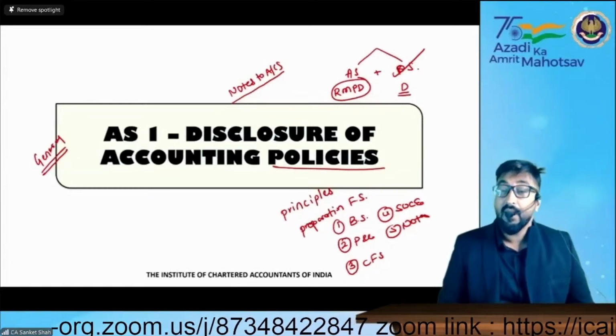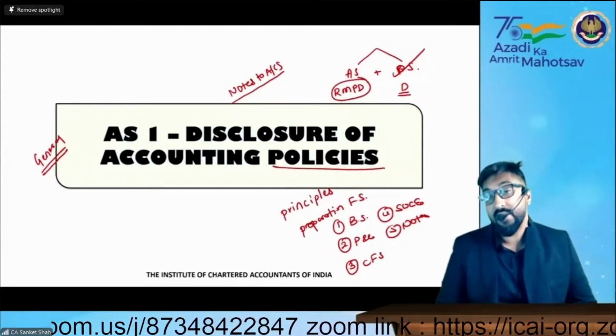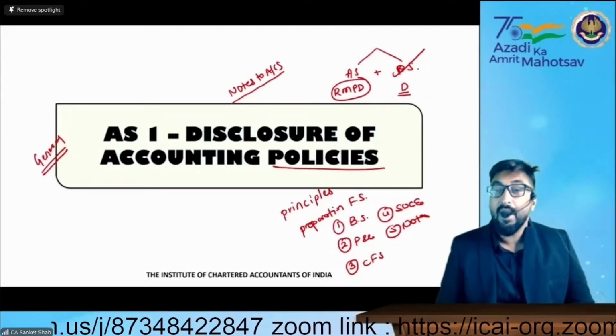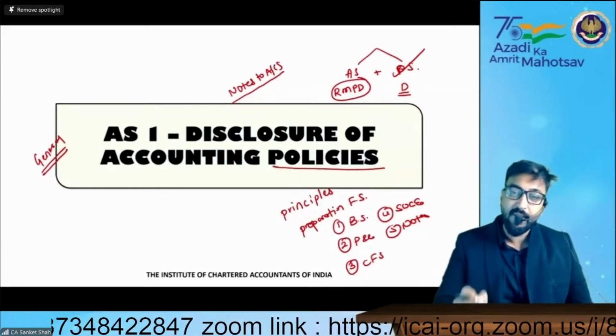ये याद रखना कि कोई भी accounting standard जो होता है वो दो parts में divide होता है, एक accounting standard और एक होता है disclosure standard. Accounting standard क्या बोलता है? RMPD analysis के बारे में बात करता है. RMPD analysis मतलब recognition, measurement, presentation, disclosures.